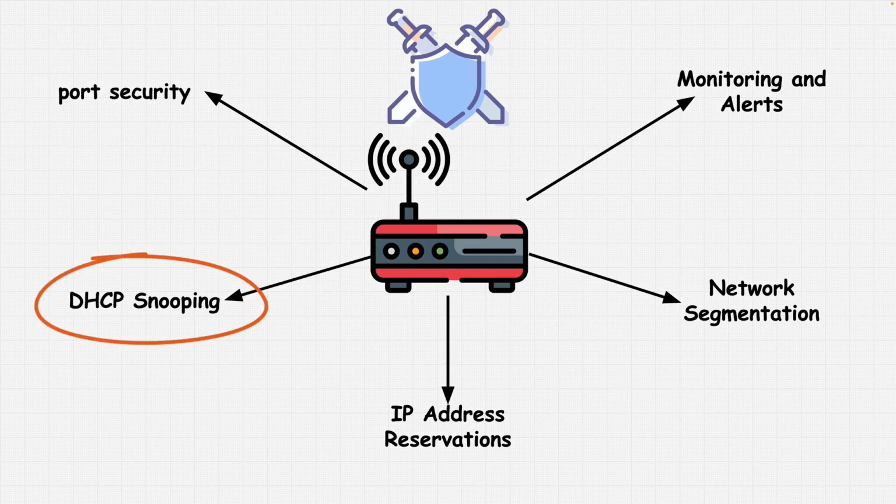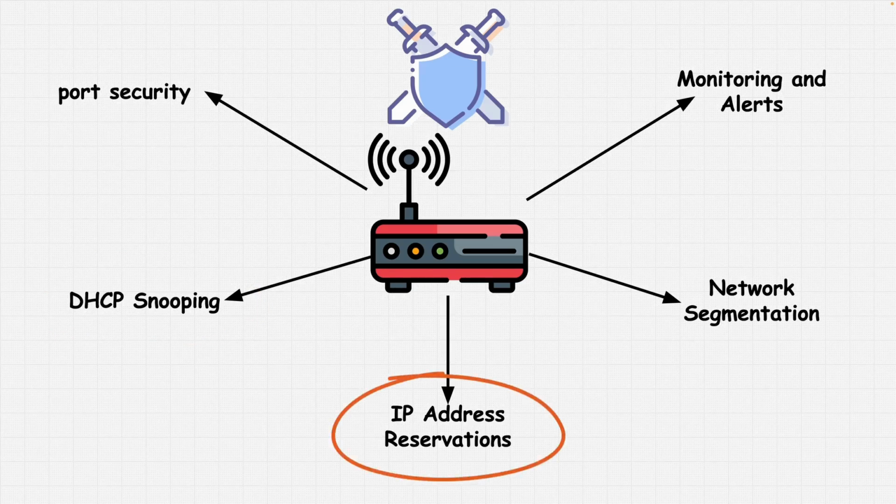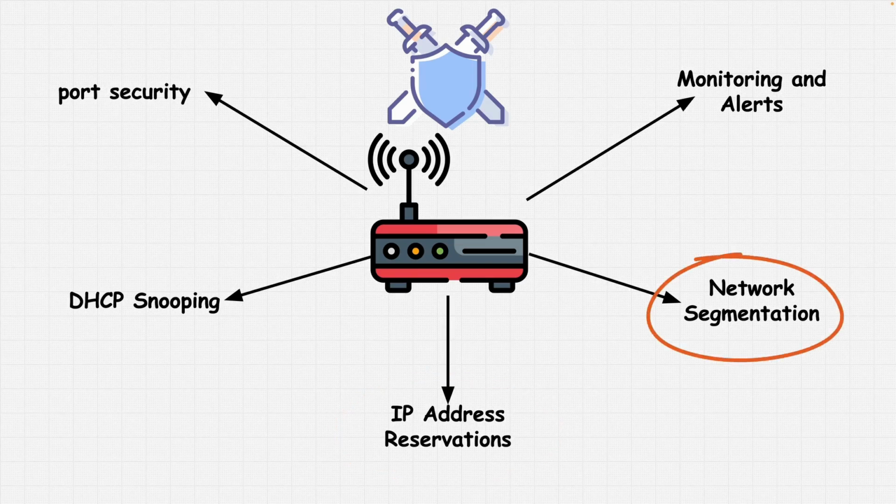DHCP snooping is a feature on managed switches that can monitor DHCP traffic and block rogue DHCP servers or malformed DHCP messages. You also want to have IP address reservations, so assign IP addresses based on MAC addresses to prevent DHCP starvation or rogue devices from obtaining IP addresses. Also, network segmentation is important, so you want to separate critical infrastructure components such as DHCP servers onto isolated VLANs or subnets to limit exposure to attackers.